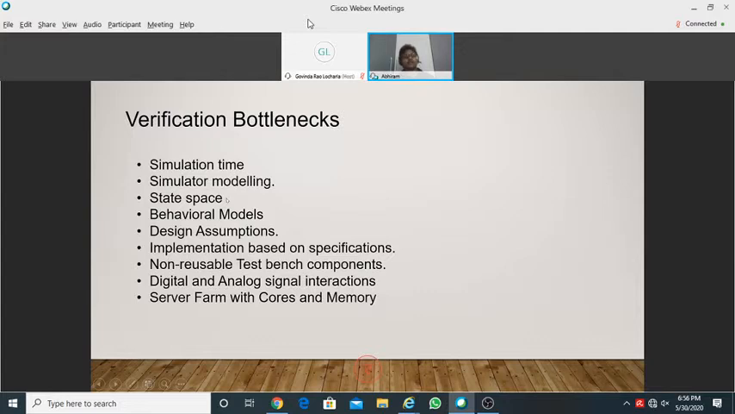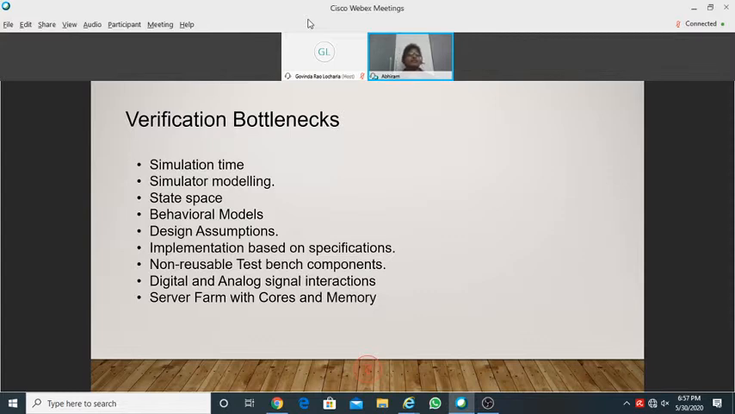The other thing is the state space, because of the huge number of inputs to the SOC. Now we have so many inputs and so many outputs to the SOC, so the state space is enormous. As the state space increases, verification will definitely become a bottleneck. The fourth point is the behavioral models. Why I'm saying this is because you assume that a particular ARM processor or a particular core will behave a certain way behaviorally, but that model assumption may not be correct. That is where some bugs can escape.